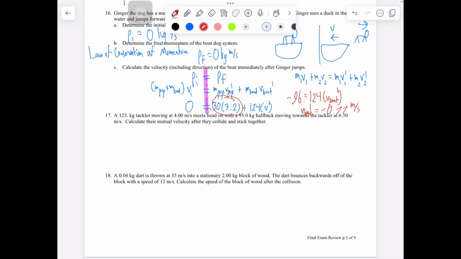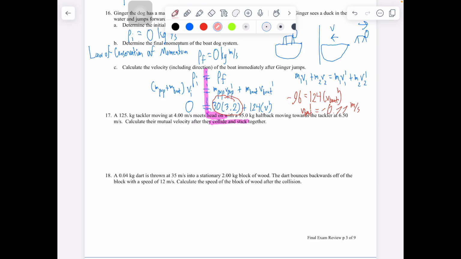Number 17, a 125 kilogram tackler moving 4 meters per second meets head on with a 95 kilogram halfback moving towards the tackler at 6.5 meters per second. Calculate their mutual velocity after they collide and stick together. Okay. Well, notice a couple of keywords. They are colliding head on. That's important. They're also colliding and sticking together.